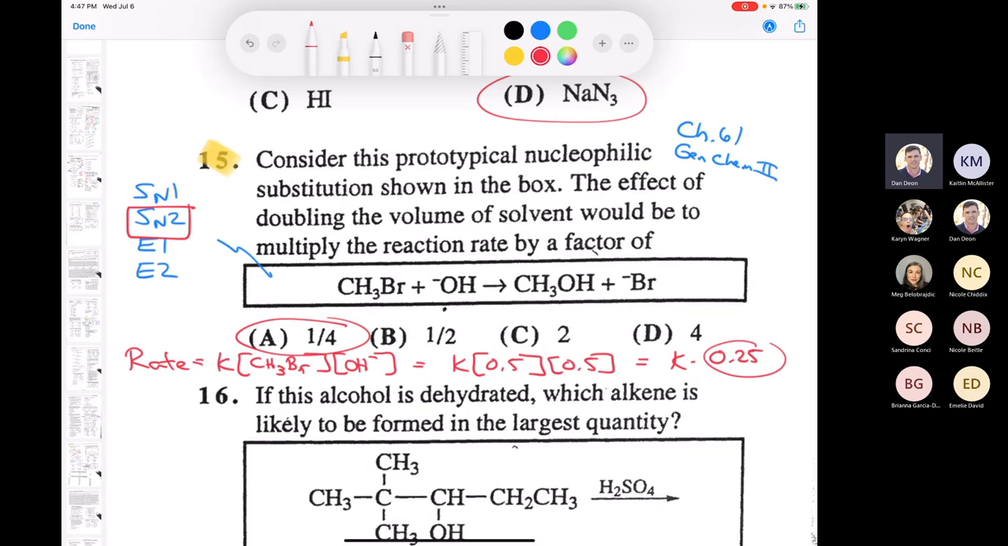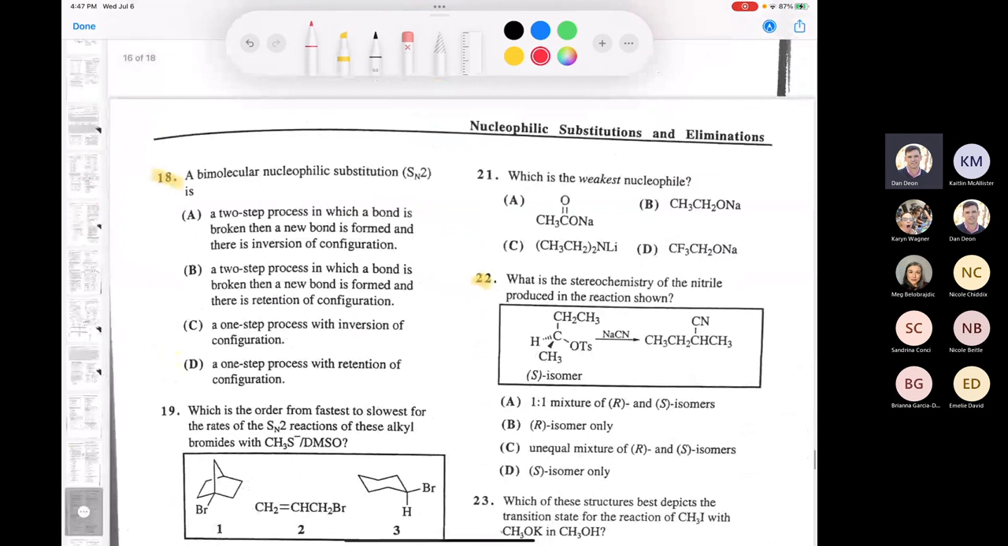So make sure you know a little bit about rate laws and that you understand the rate law for an SN1 and an SN2 and an E1 and an E2. All right, rate laws.